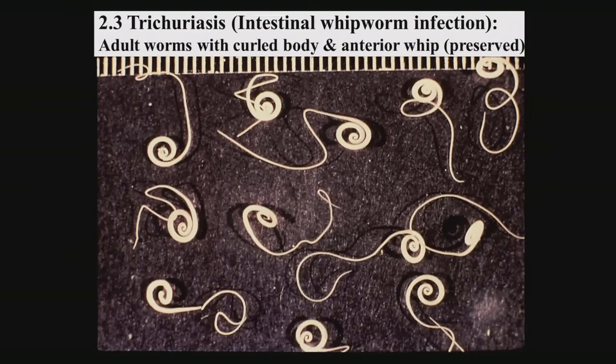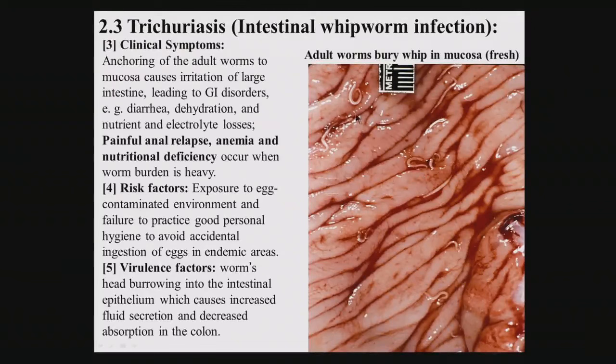So this is the appearance of the adult worm. You can see the anterior end is very thin, and the posterior is very robust and stiff. This is a preserved material. If you look at the fresh material, you can see only the fatter part of the worm body, the thin part inserted into the mucosa. This is the cause of the major problem when they end up in the colon, where they prefer to stay. When the worm burden is high, you have prolapse out of the anus, and that can be very painful.